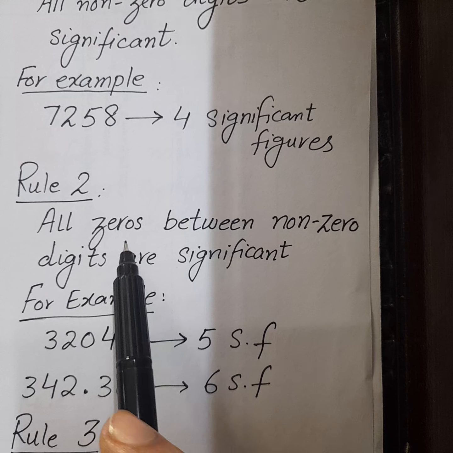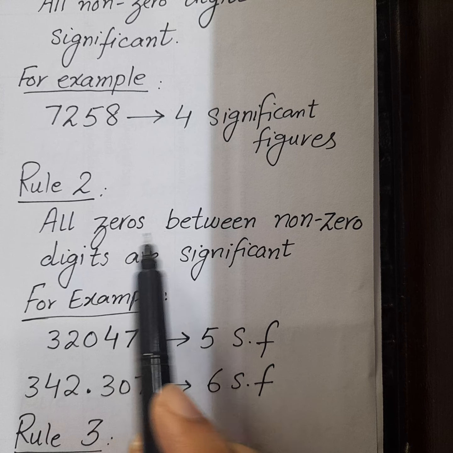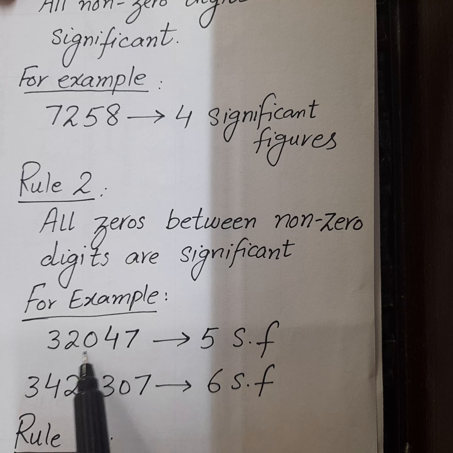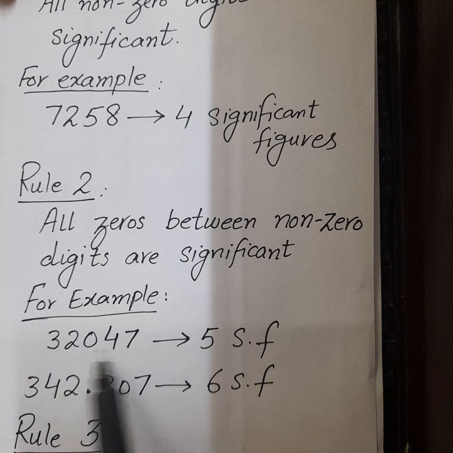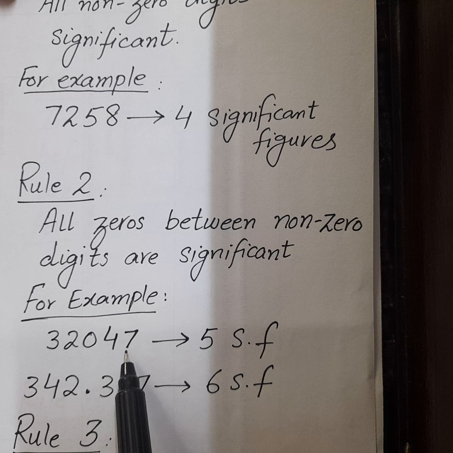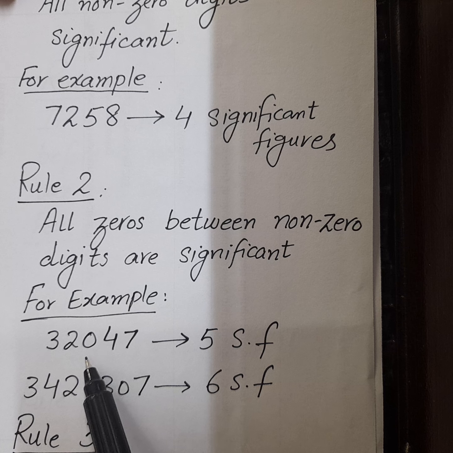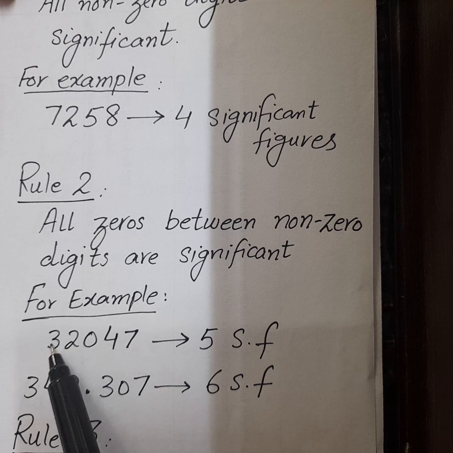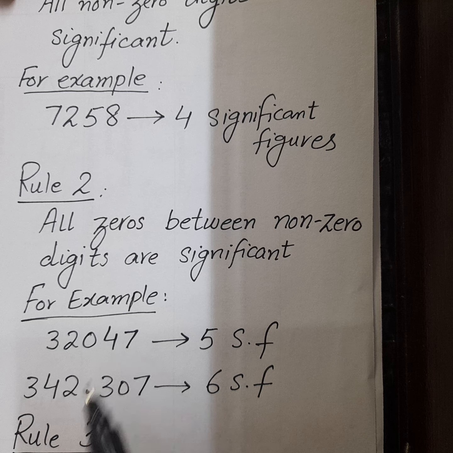Okay, rule number 2, all zeros between non-zero digits are significant. So if there is any zero between non-zero digits, like 4 and 7 both are non-zero digits, 3 and 2 both are non-zero digits, and there is a zero between them, we will consider it as a significant figure. So the total number of significant figures would be 1 2 3 4 and 5.